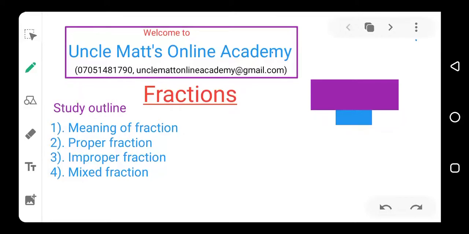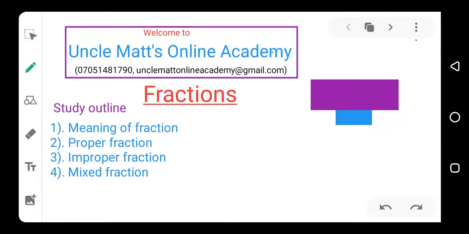Today we want to continue with our discussion on fraction. We have talked about fraction in the previous lesson. We talked about the meaning of fraction and the types of fraction we have. And we said that we have three types of fraction: proper fraction, improper fraction, and mixed fraction. And we gave examples of each. We also talked about how to convert improper fraction to mixed fraction.